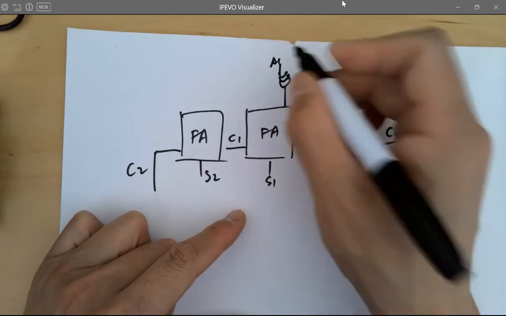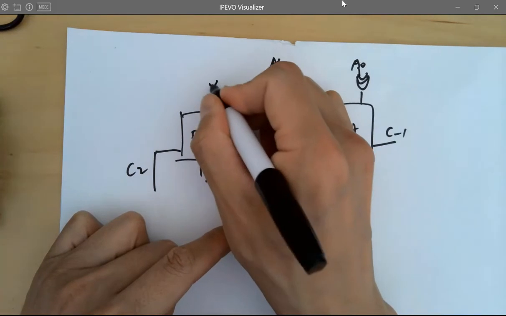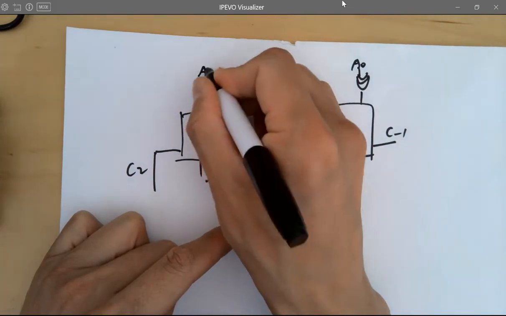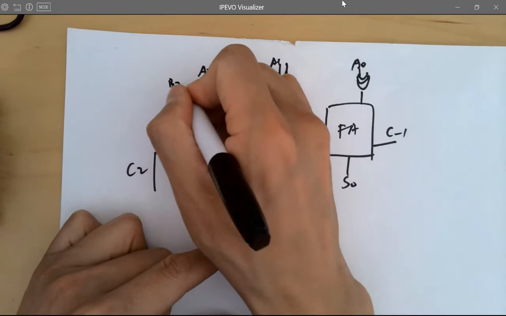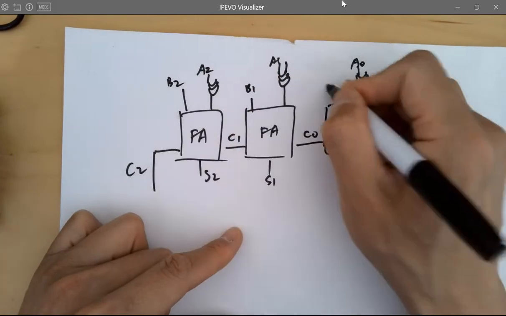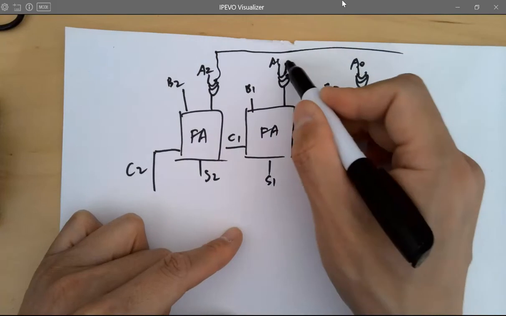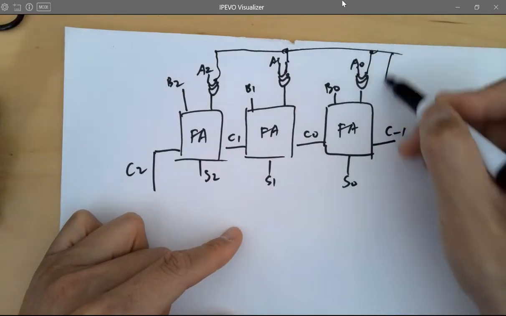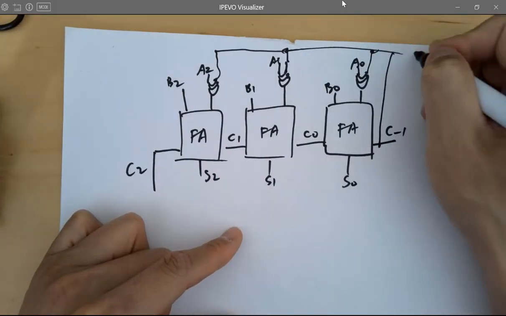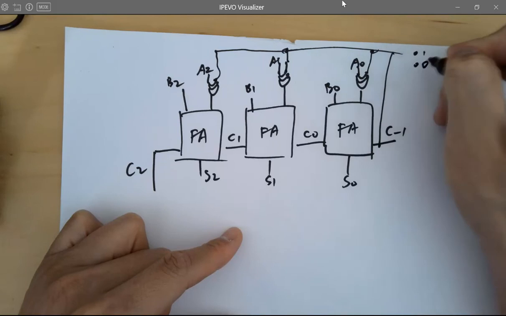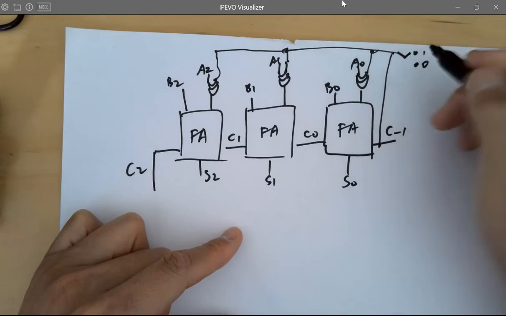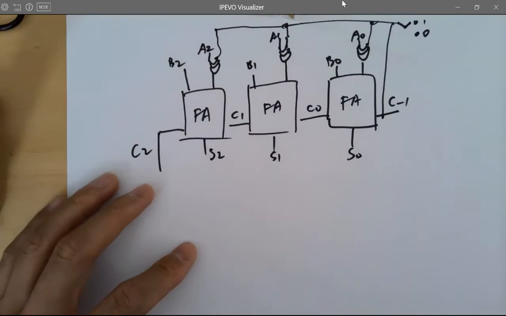It's A1, A2, and here's a control bit here, and you have 2 options, which is 1 and 0, right? So it's going to switch between these 2 numbers.